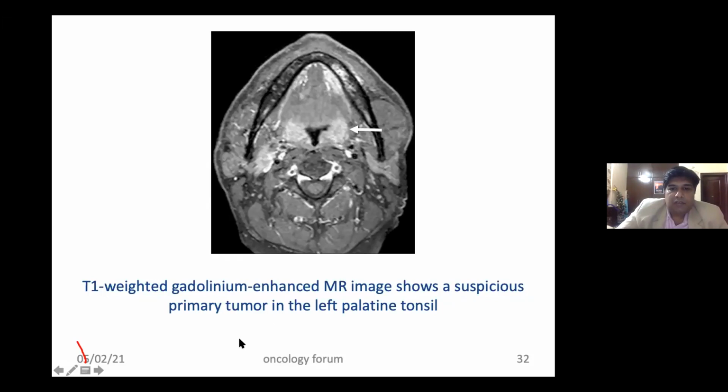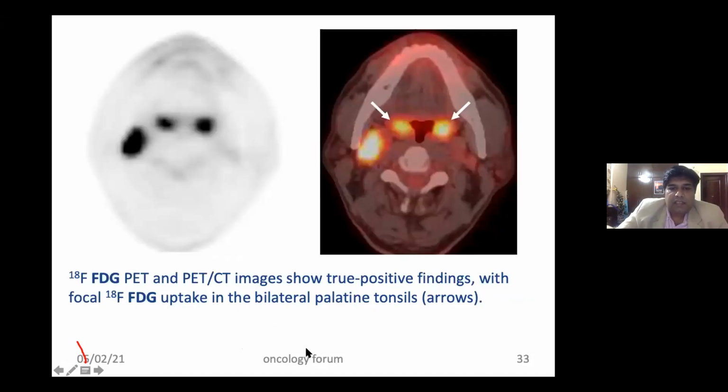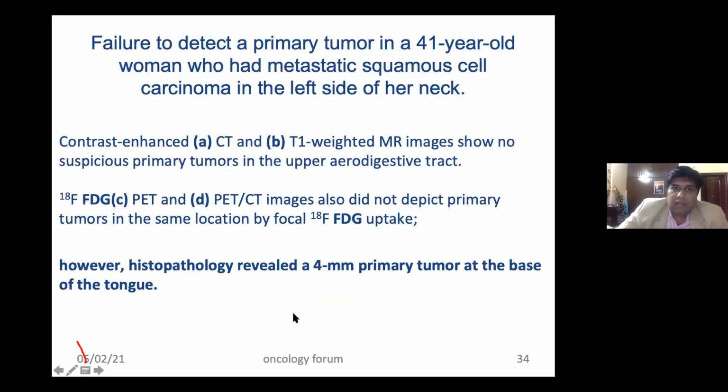MRI was also done in this patient. This shows a left tonsillar lesion with irregular margins. So it looks like a left tonsillar primary with lymph node metastasis, but the PET-CT done for the same patient shows bilateral tonsillar tumors with lymph node metastasis. So here PET-CT has an upper hand over the MRI and CT scan.